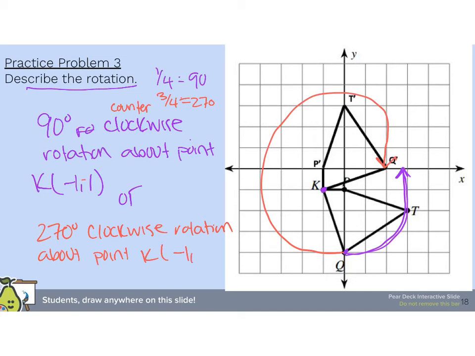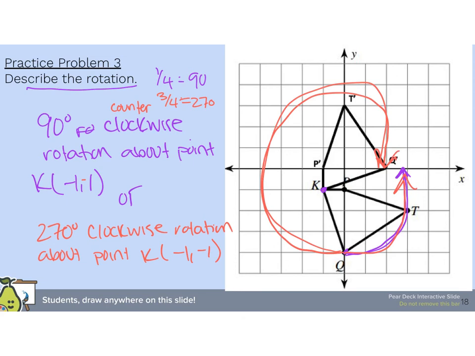Wow, I was wrong twice. -1, -1. Sorry about that. So let me make sure I did this right. This is the backwards motion. Okay, so that is 90 degrees counterclockwise or 270 degrees clockwise.